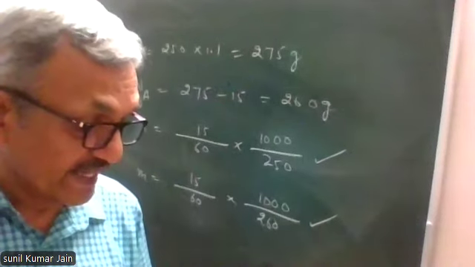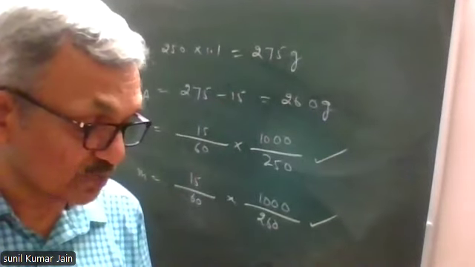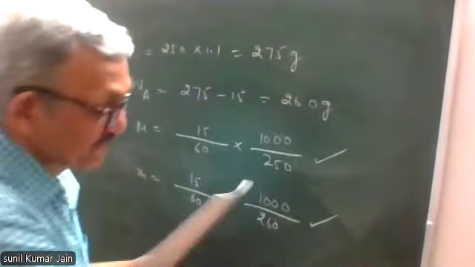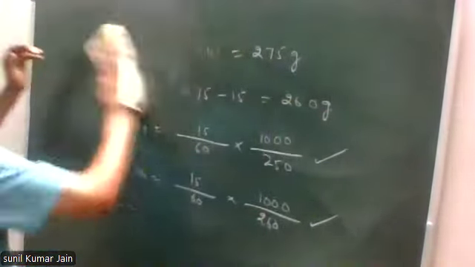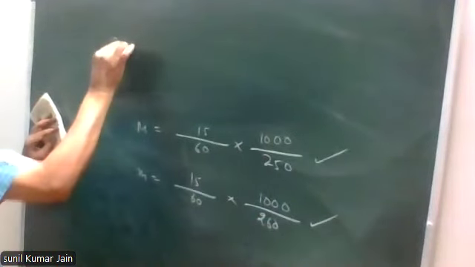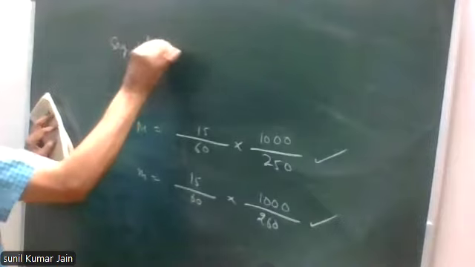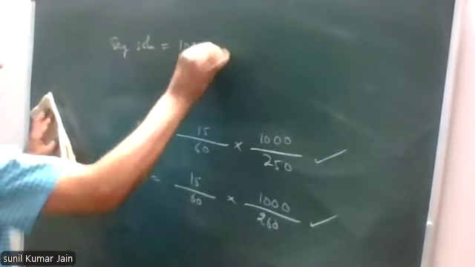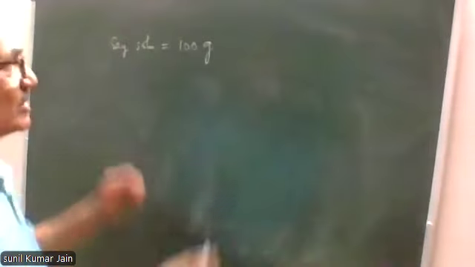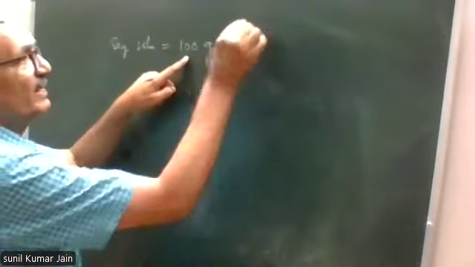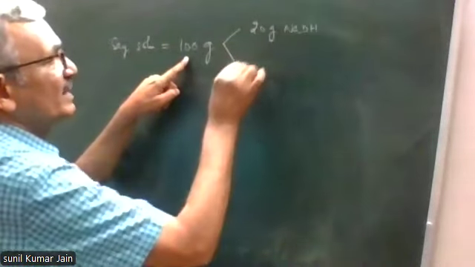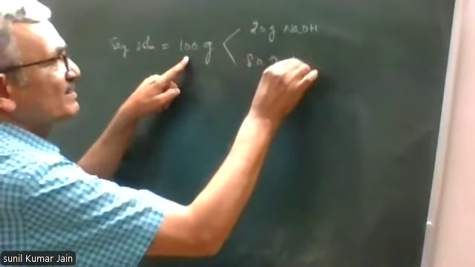Last numerical. Calculate the density of a 6 molar aqueous solution of NaOH containing 20% NaOH by mass. 20%. Okay. Say the solution is 100 grams. 20% NaOH means out of 100, 20 grams is NaOH. The remaining 80 grams is water.